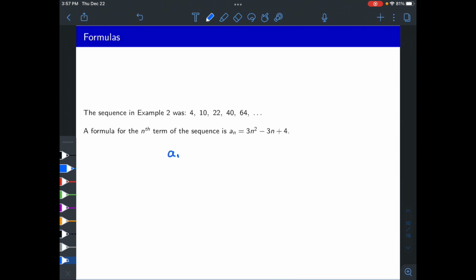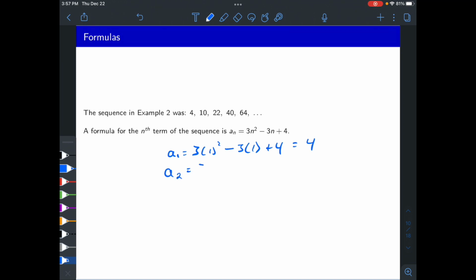So a sub 1, that would mean that n is equal to 1. And so I have to plug in a 1 every time I see an n over here. So 3 times n squared, n is 1, minus 3n plus 4. So 3 times 1 squared minus 3 times 1 plus 4. So this is 3 minus 3 plus 4. This equals 4.